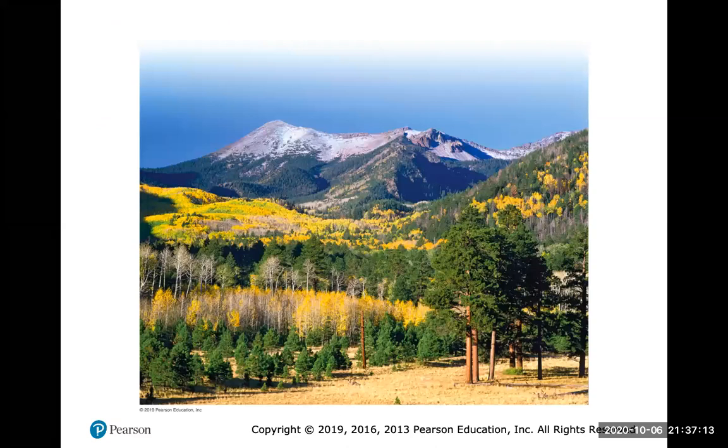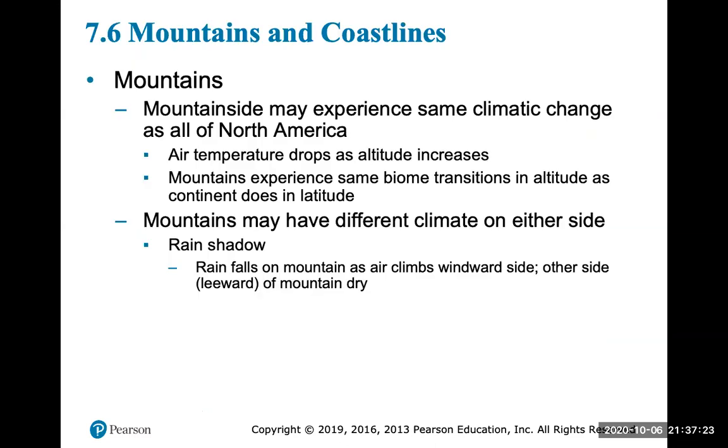So this is a look at some mountain ranges, and you can see different biomes in one mountain, kind of the tundra, the treeless landscape above tree line, the conifer level below that. Mountains may experience some climatic change as all of North America. The air temperature drops as the altitude increases. Mountains experience the same biotransitions in altitude as the continent does.